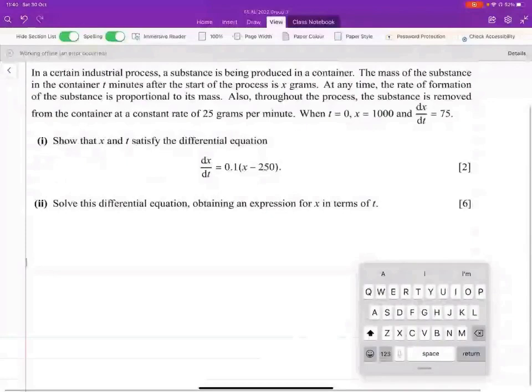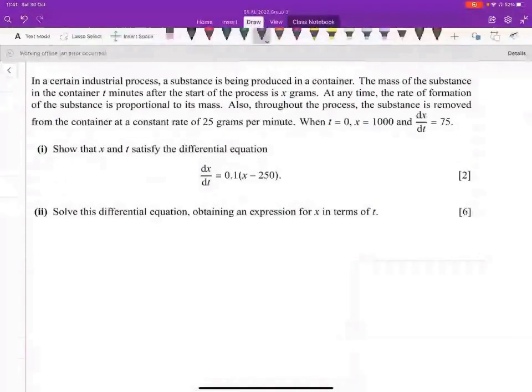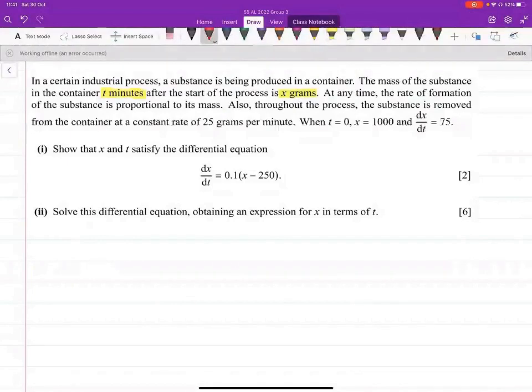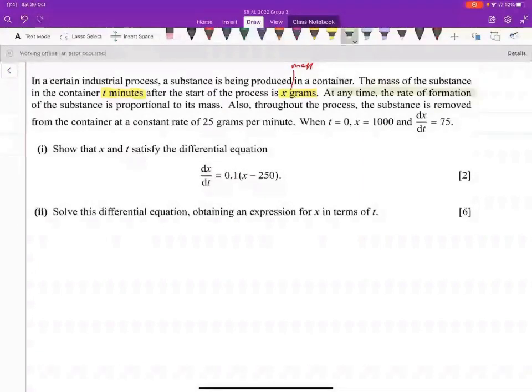So now, in a certain industrial process, there's a substance that is produced in a container. The mass of the substance in the container, t minutes, so there's one variable here, that's t, time के लिए t use करें, after the start of the process is x grams. Mass is x, so x से हमने mass represent किया हुआ है. This is your mass. At any point, the rate of formation of the substance is proportional to its mass. This is the relationship that you're given.